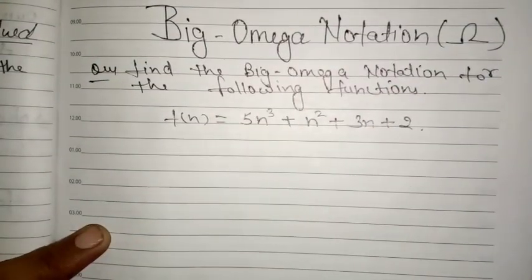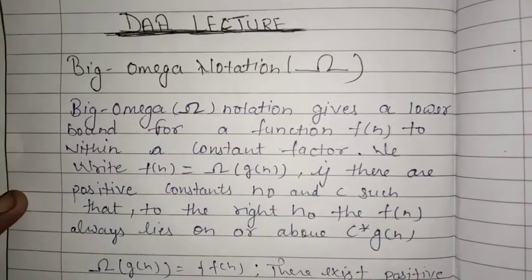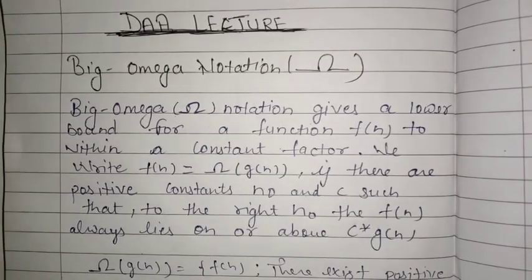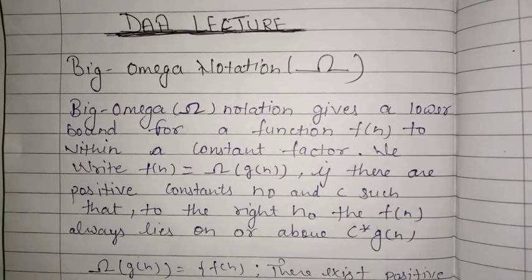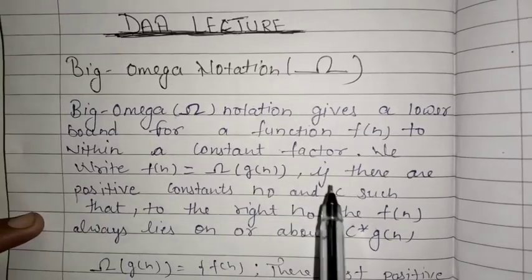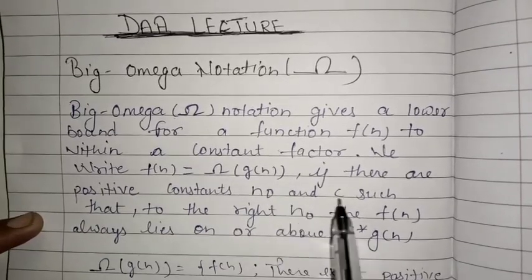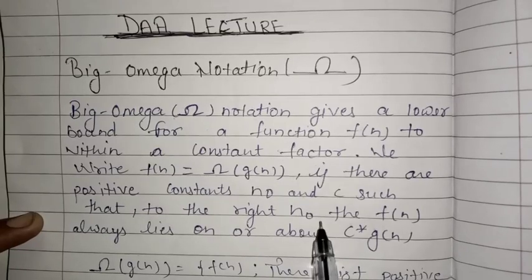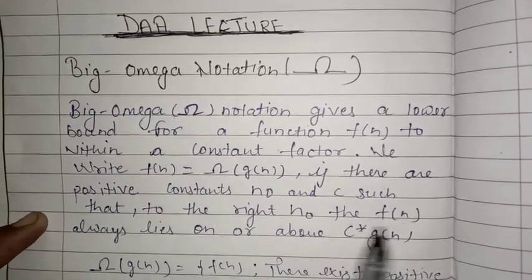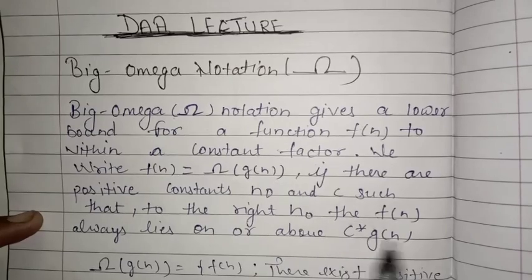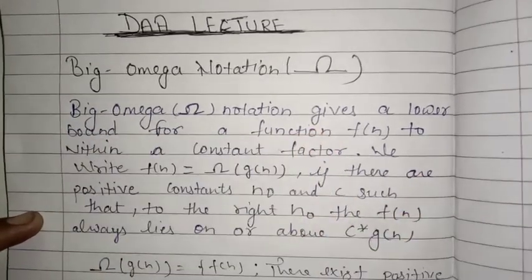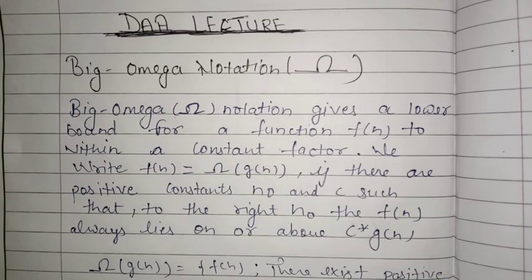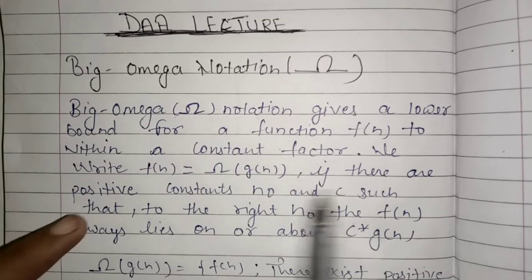So what is big omega notation? Big omega notation gives a lower bound for a function f(n) within a constant factor. We write f(n) = Omega(g(n)) if there are positive constants n0 and c such that to the right of n0 the function f(n) always lies on or above c times g(n). This is the definition of big omega notation.